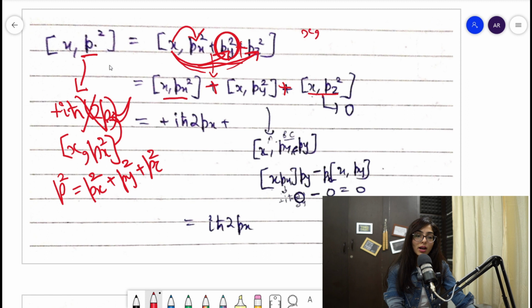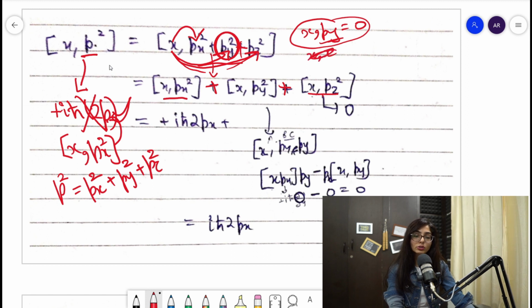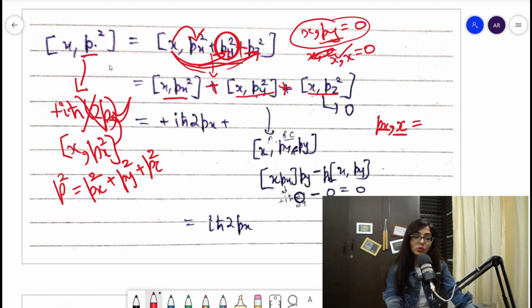Suppose x comma py is there, that means they commute with different coordinates. Clear? Position operators also commute with the same one, like x with x. But x comma px, they do not commute with the same coordinate. Clear? So x comma py square, you know that is 0, because they are different coordinates. Clear? And this x comma pz square, they are again different coordinates, so they will be 0.